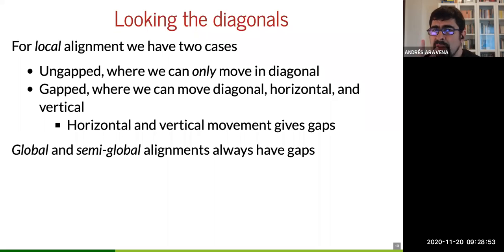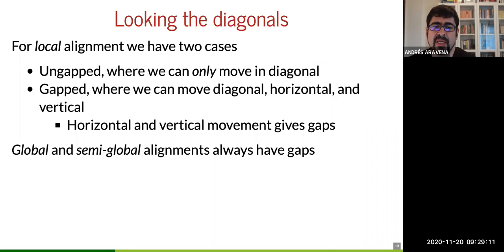So these last two slides are just comment, okay? I'm just commenting that we are working in the dot plot matrix, not in the BLOSUM matrix. And we have different ways to look at diagonals, and the diagonals are the important part.